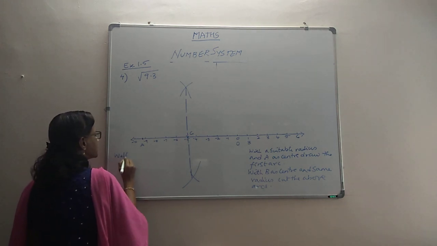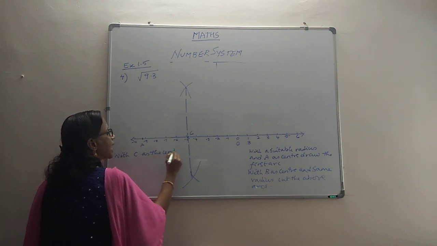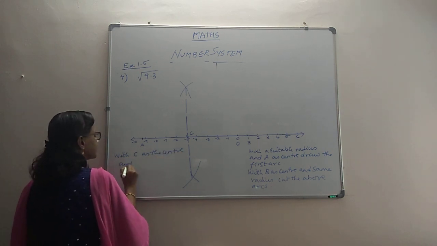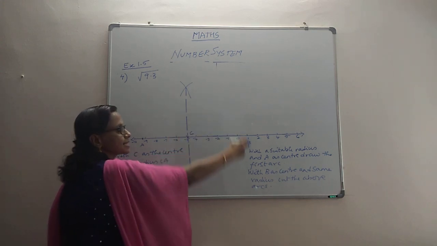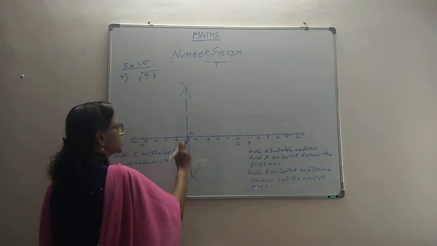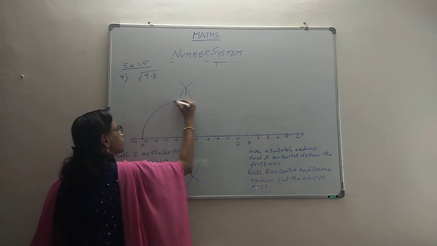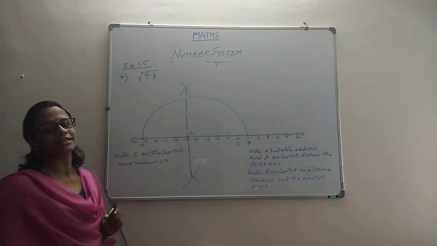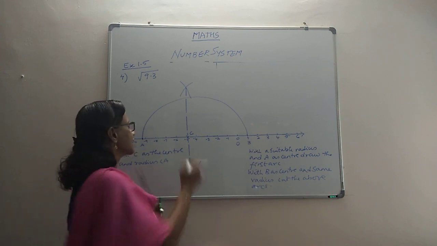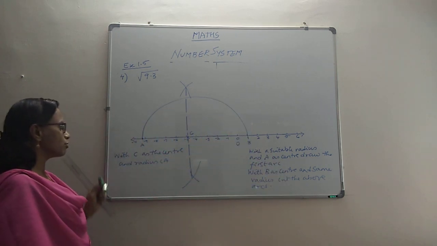So our next step is with C as a center and radius CA, we are going to draw a semicircle. Now if everything is alright, the semicircle will directly meet B. If all your measurements are correct, the semicircle will come and meet the point B. So this is how you are going to draw the semicircle.